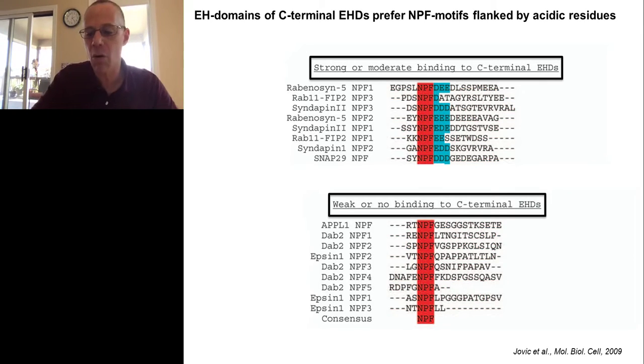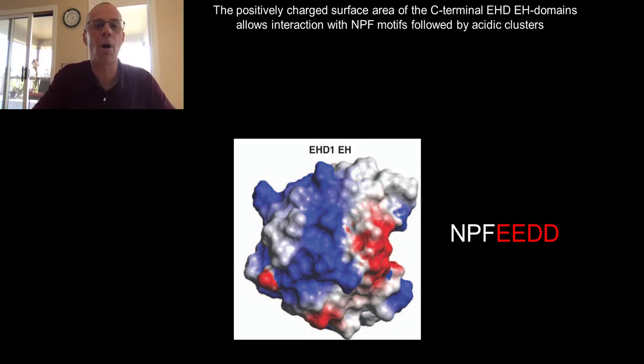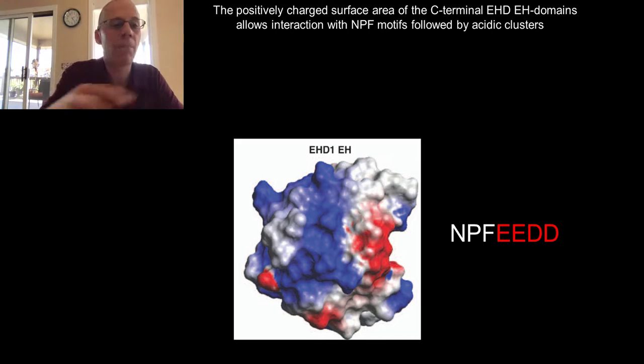And so this all led us to an interesting hypothesis that perhaps the positively charged surface area of the C-terminal EH domains, EHD1, 2, 3, and 4, allows interactions or better interactions with NPF motifs that are followed by negatively charged residues such as E and D. And that was our hypothesis.